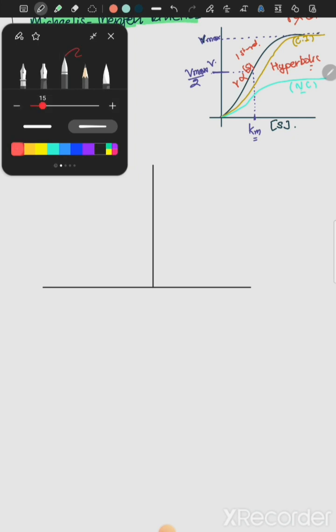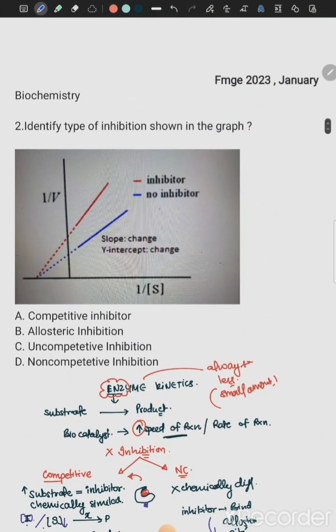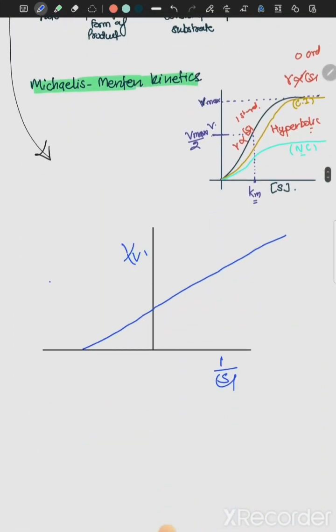So in the Lineweaver-Burk plot, this is a straight line, so a normal reaction is going on. So this is basically 1/S. Actually it is given in the question, 1/S and 1/V. This is the speed of reaction. Now in this graph, there is also non-competitive and competitive inhibition.